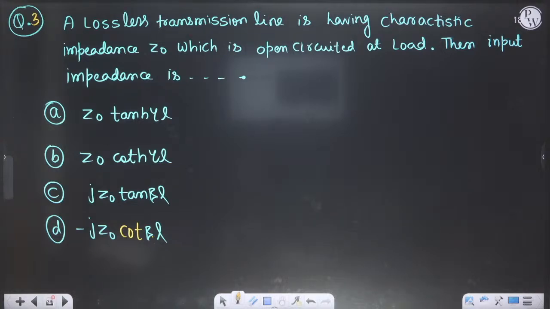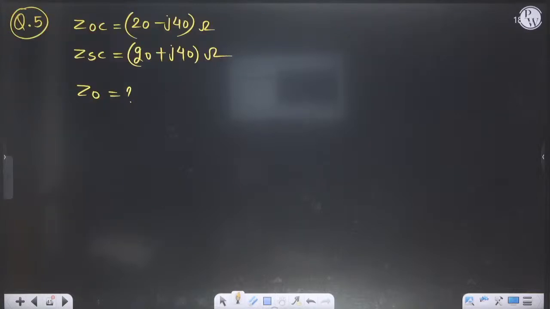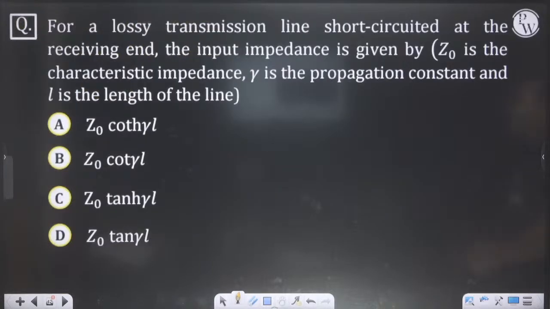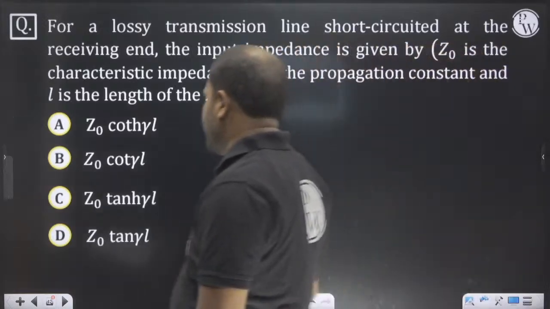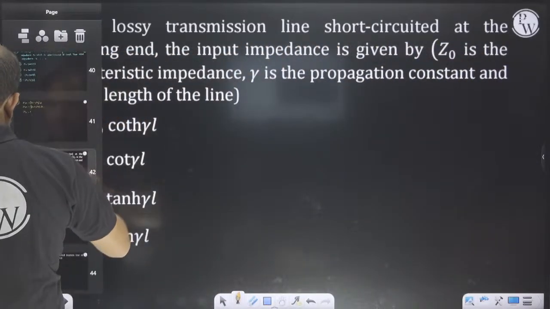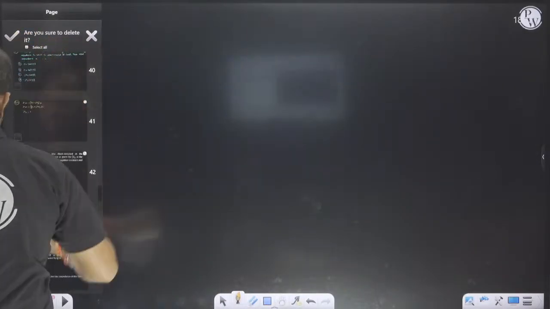This is question number 3. I have written it in the corner. And this is question number 4. I have written it in the corner. So I have lossless, lossy transmission line question discussion. Then ZOC, ZSC is given and Z0 they are asking. This is question number 6. It is a repeated question, so I will delete it.